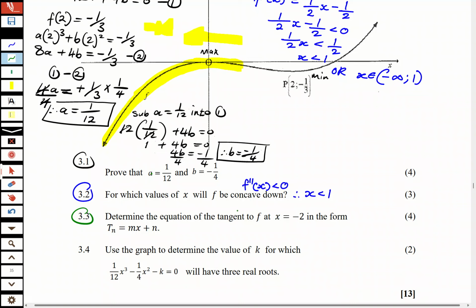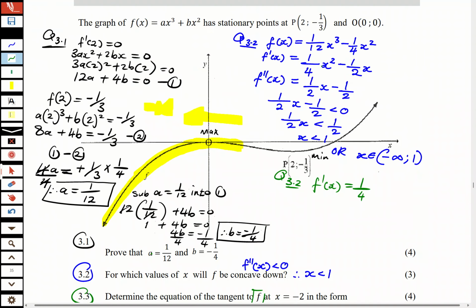So now we are going to find that gradient at negative 2. But how do we find the gradient of that tangent? We are going to say, okay, this tangent is a tangent to our function f of x. So now, answering question 3.3, remember, the first derivative is all about the gradient. So we take the first derivative of this function. We're going to have 1 all over 4 into x.